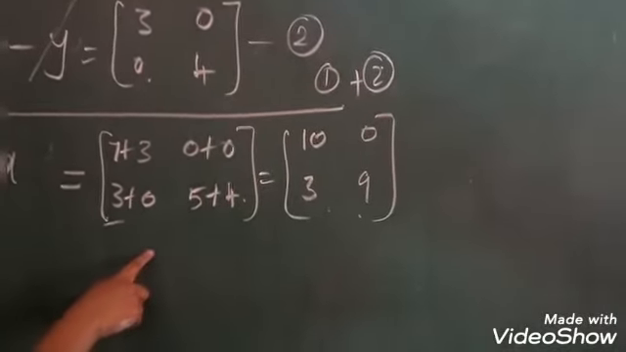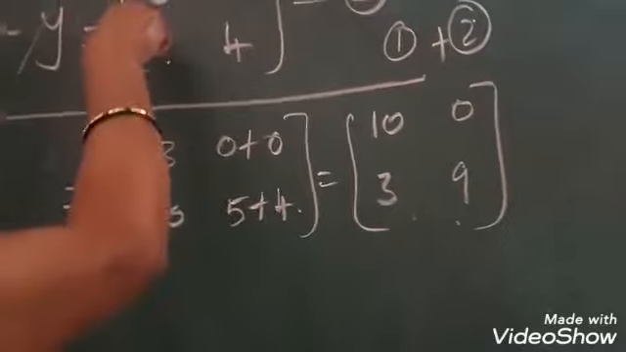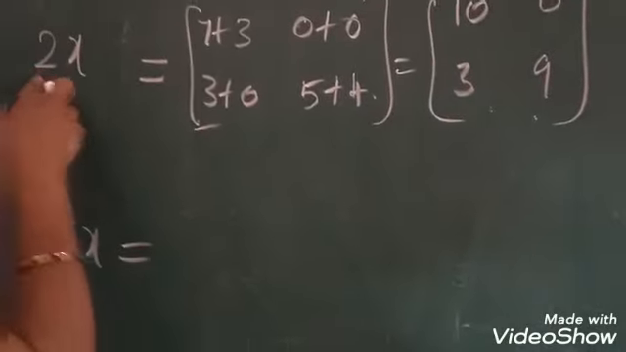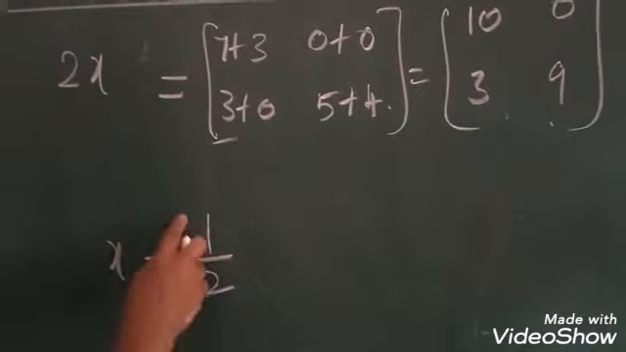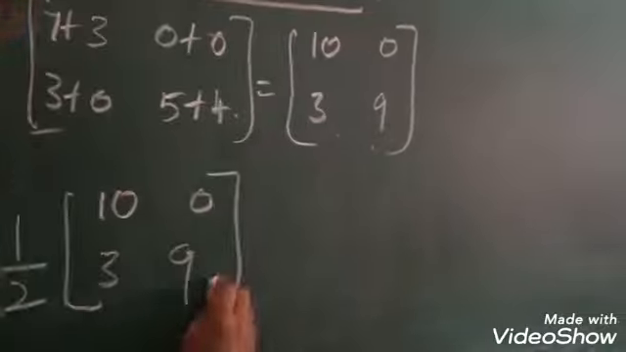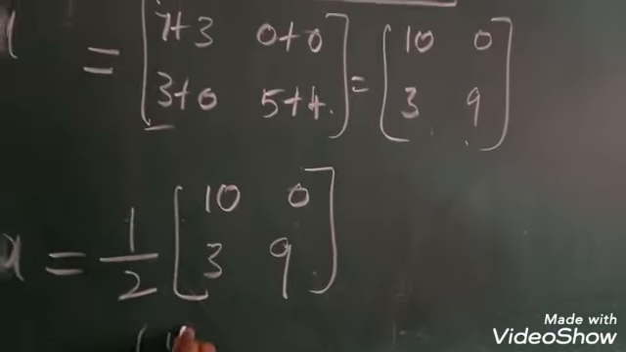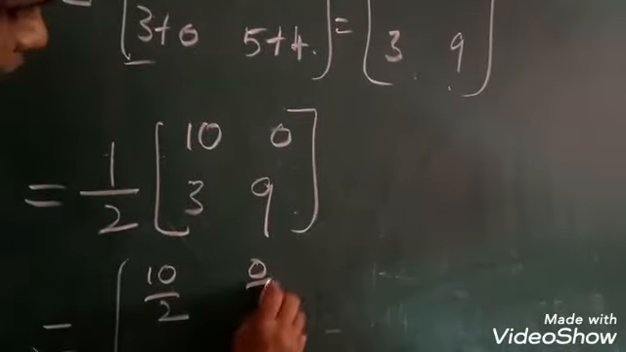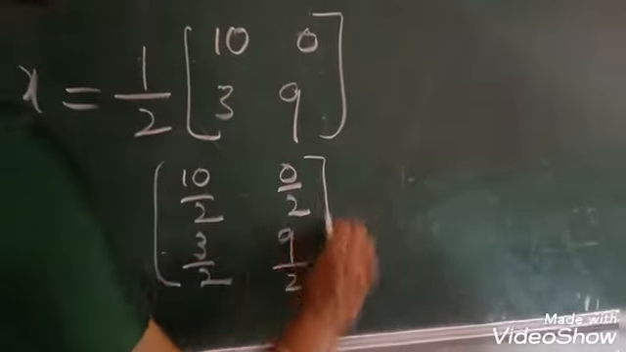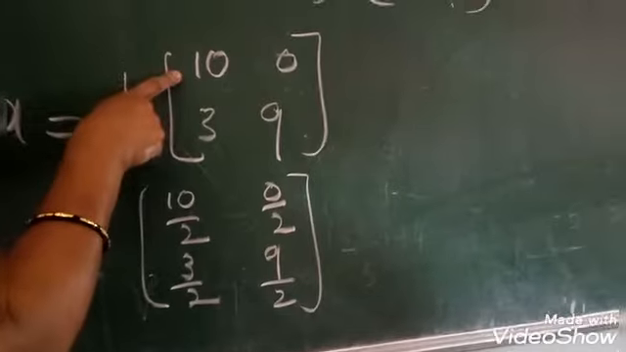Are you all clear here? Now you add here. Then we need x. To get x, the 2 should be divided. How do you divide, girls? Here you divide into each element. Each element. How do you divide? 10 divided by 2, 0 divided by 2, 3 divided by 2, 9 divided by 2. Do it carefully, girls, otherwise you will divide only one element.